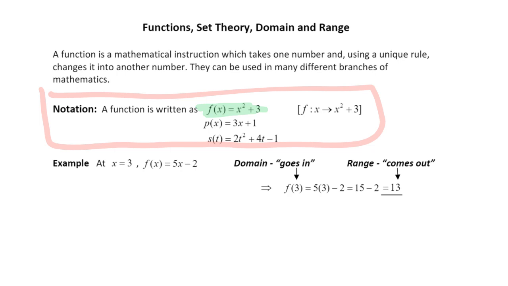But we can have functions that are named using different letters. So the variables in the functions are different letters. So we see below that we've got p of x, and that describes a straight line because there's 3x plus 1. And also you can see s of t, and we've got t represented again as a parabola. So 2t squared plus 4t minus 1.